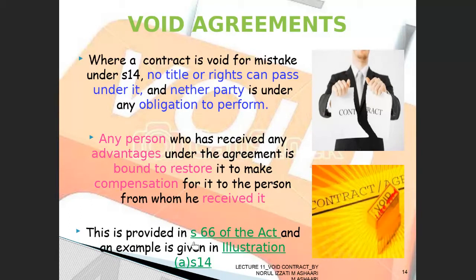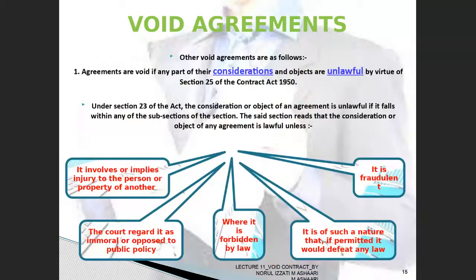This is section 66 in the Contract Act, and you can also see the illustration under section 14 in the Contract Act. Now let's look at examples of void agreements. Okay, look at number one. Agreements are void if any part of the consideration, or the consideration itself, is considered unlawful. This is as shown in section 25 in the Contract Act 1950.